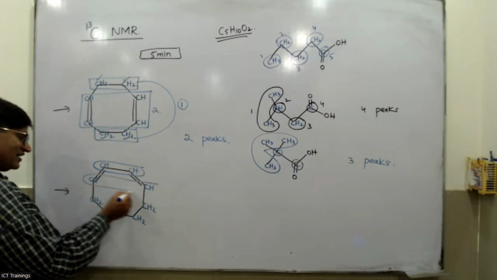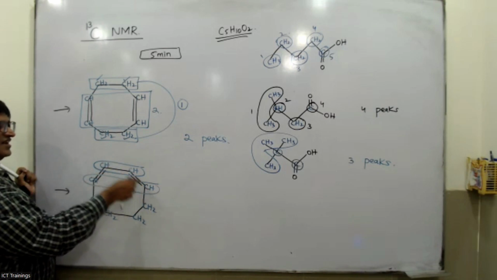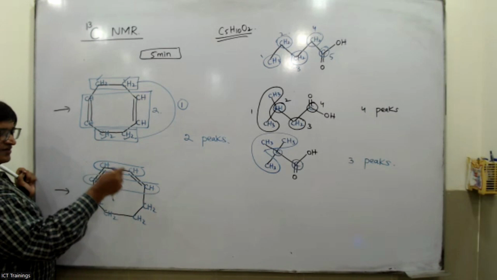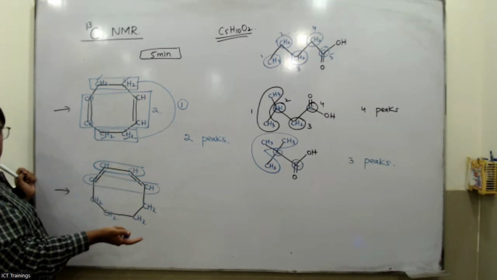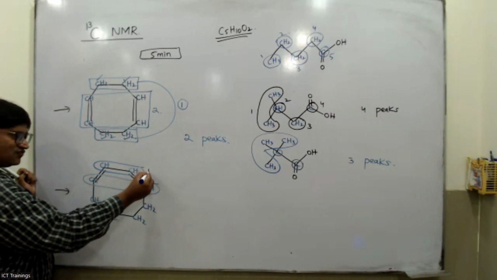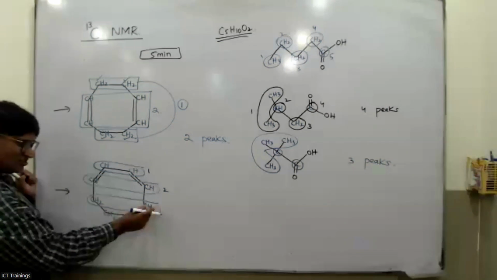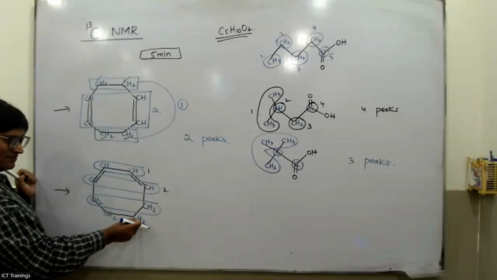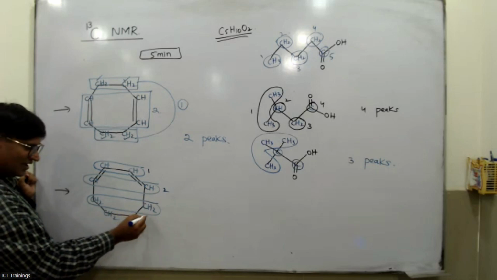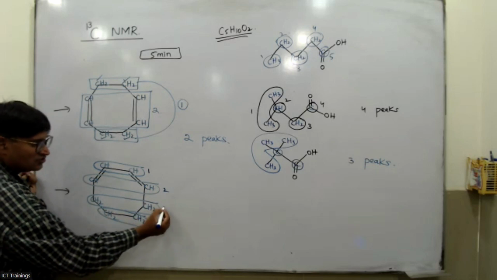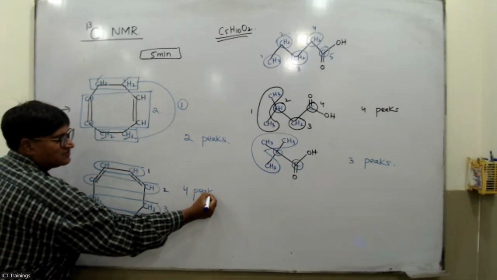These are in the different environment. Why? Because this CH is having CH and CH on both sides, whereas this CH is having CH2 and CH on different sides. So this is one peak, this is second, this one is third, because this CH2 has got different environment and this CH2 has got different environment. Okay, so this one is the 4. So this is 3 and this is 4, so it will form the 4 peaks.